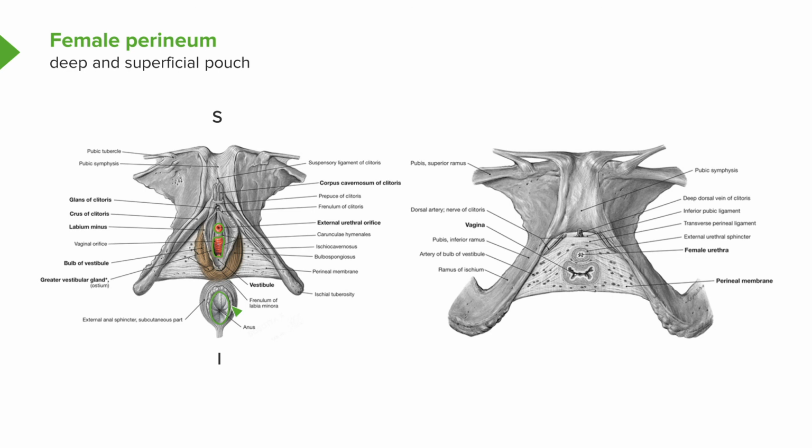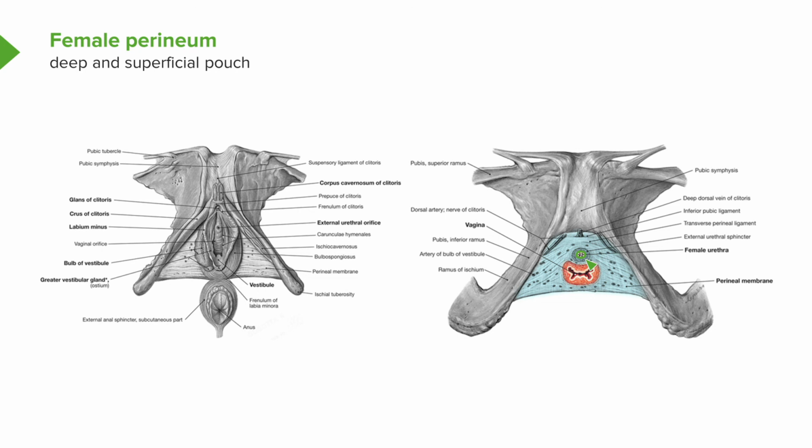But covering the bulb of the vestibule, which flanks the lateral aspect of the opening to the vagina, we find the bulbospongiosus muscle. So, analogous structures from both the male and the female. If we were to take these components of the superficial perineal pouch away, we'd then be left with the perineal membrane, and then we can see the opening for the vagina here, and then we can see the female urethra.